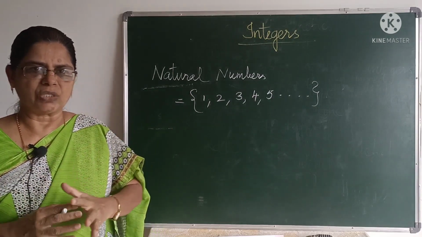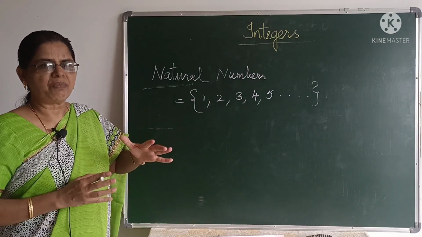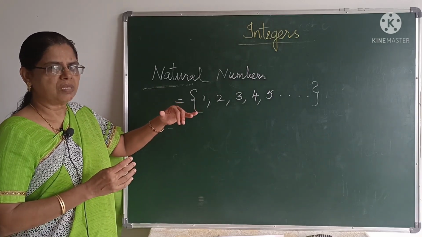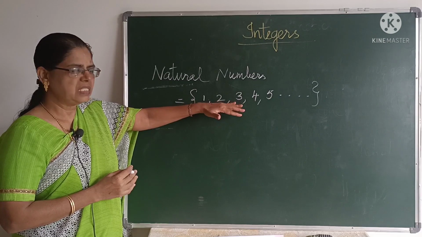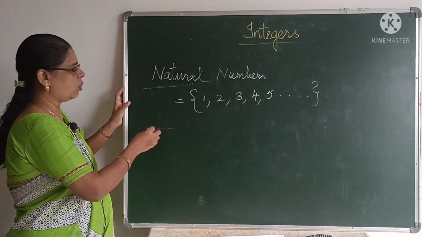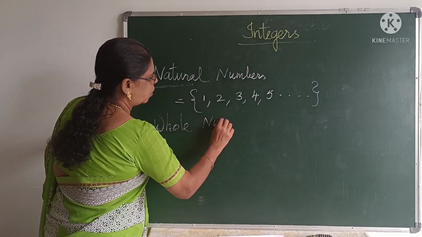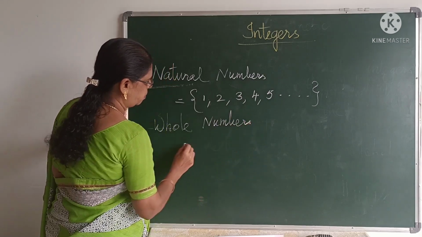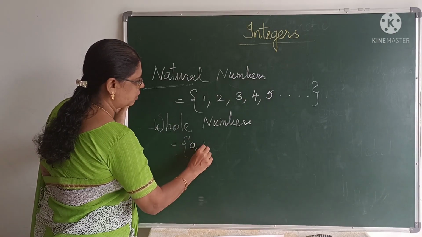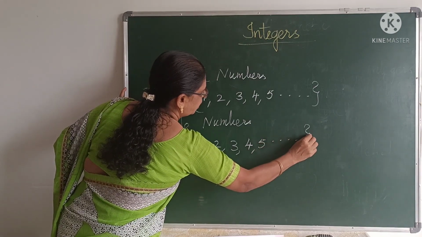People were using natural numbers, but while doing business and other things, there was a need for 0. So 0 was included with this set of numbers and the new set was known as whole numbers. Now let me write the new set of numbers called whole numbers. Whole numbers begin with 0. 0, 1, 2, 3, 4, 5 and it will go on and on.